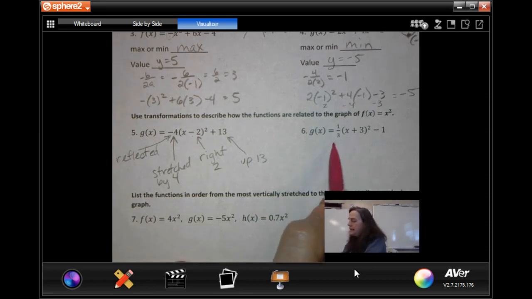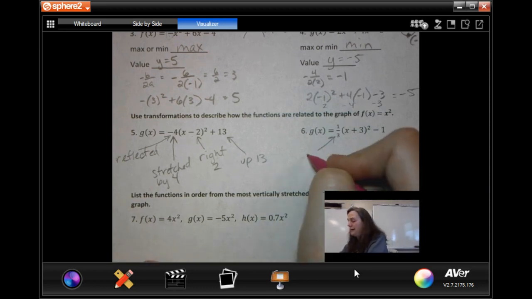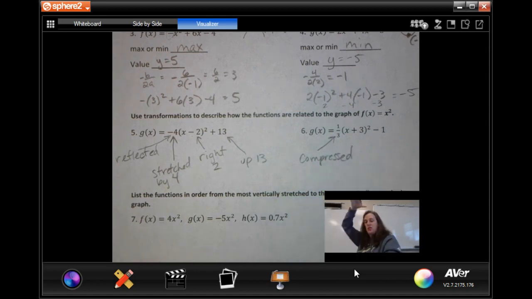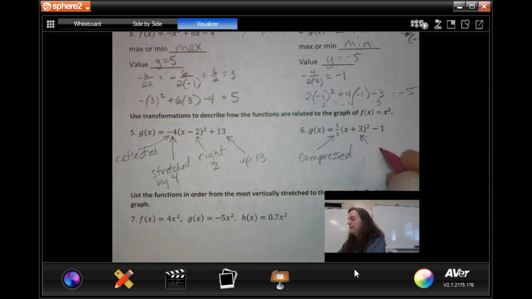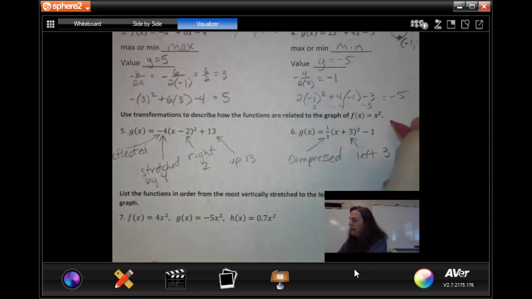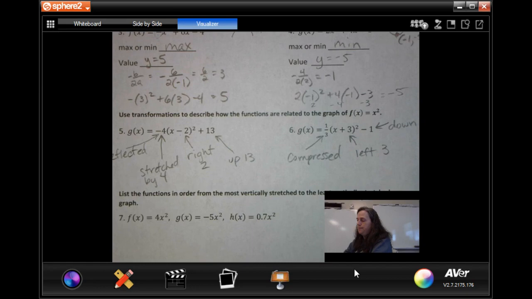Okay, number 6. We have a 1/3 in the a spot. So that's between 0 and 1. That means he's compressed, right? He's been squished down and he's fat. Plus 3 is inside the parentheses. So you should have to the left 3. And then this negative 1 down 1. So you will pick apart some transformations.